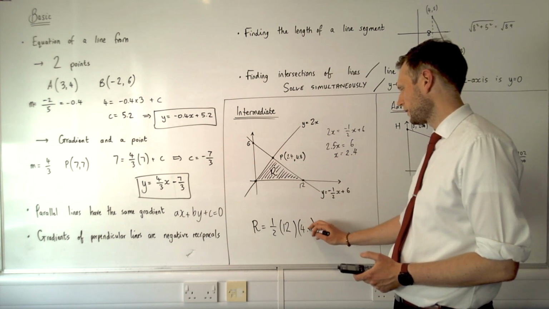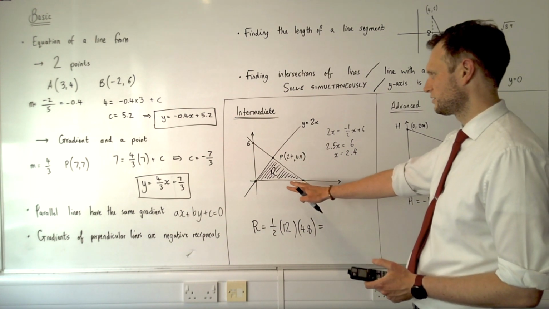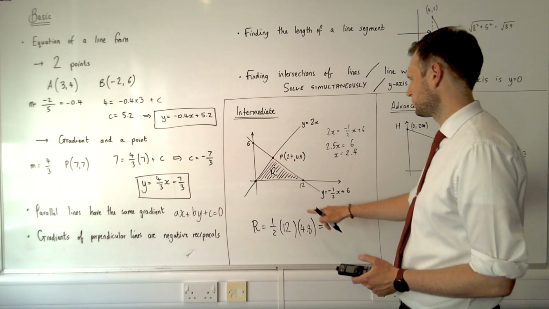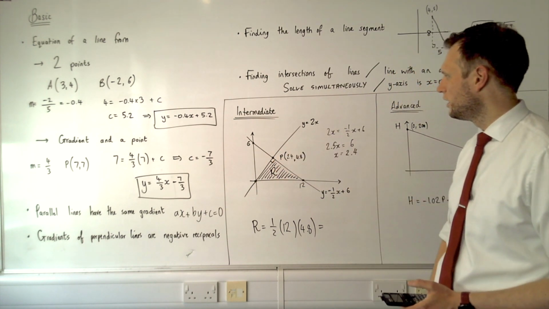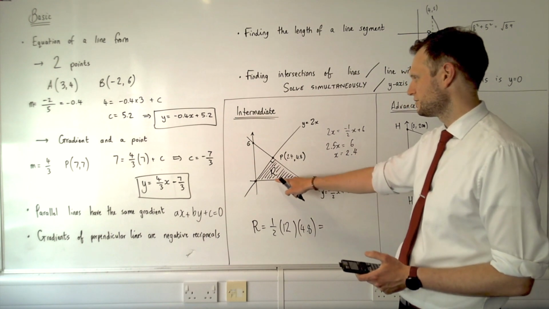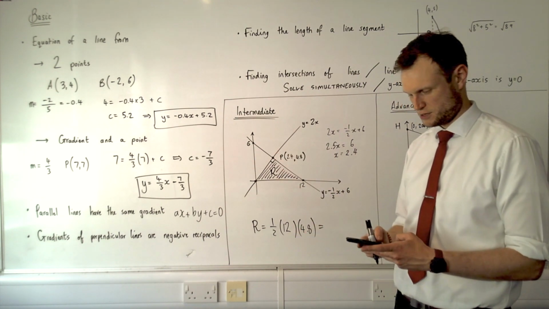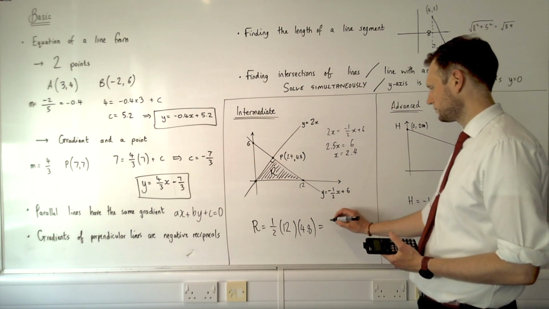So more often than not, these questions are, these are actually a right angle triangle, isn't it? Because that's negative reciprocal. But more often than not, it's just half base times height. So in this case, what's that? 6 times 4.8 is 28.8.